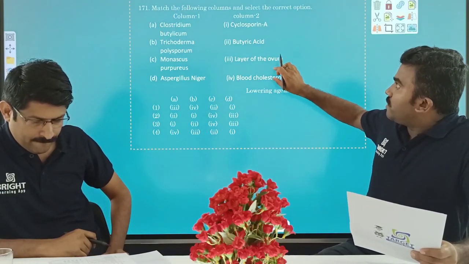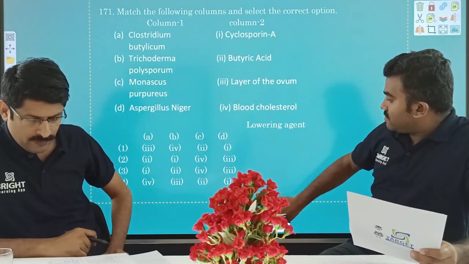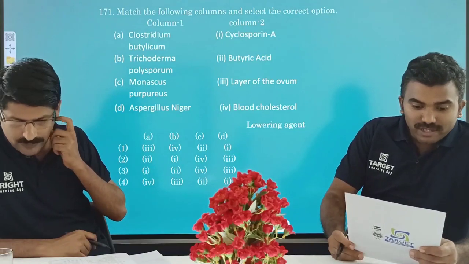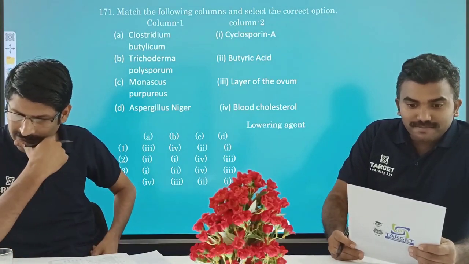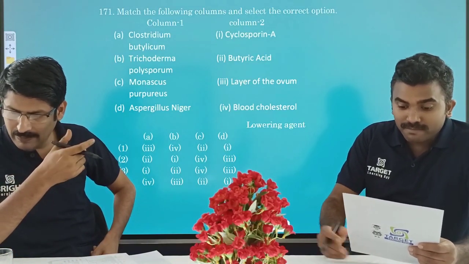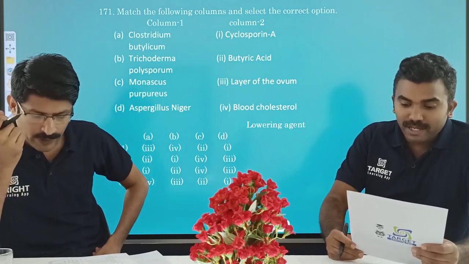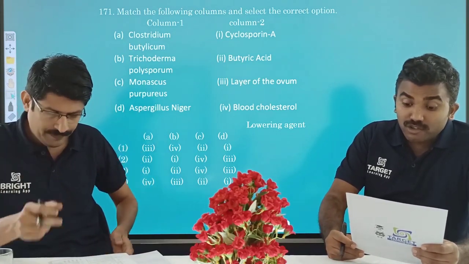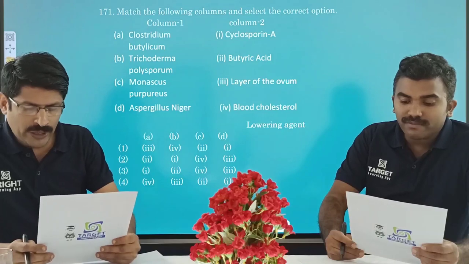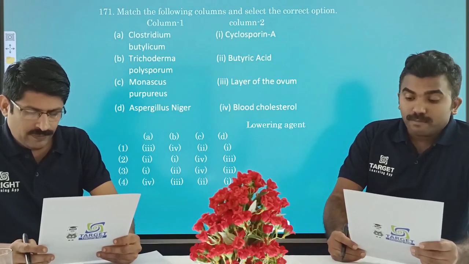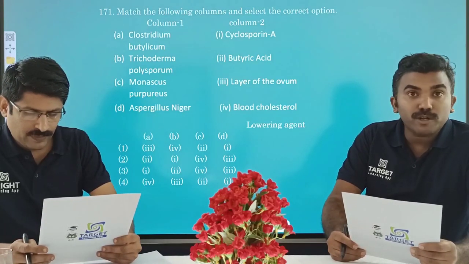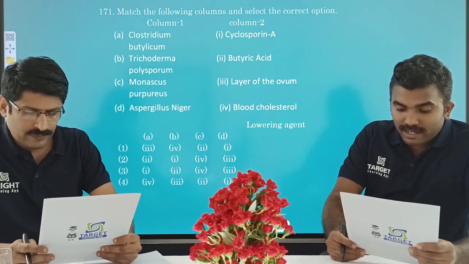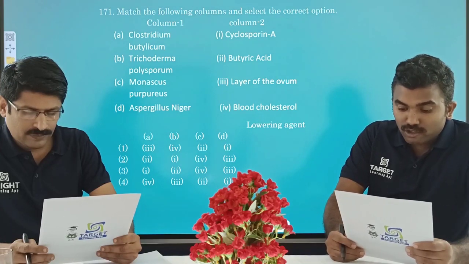Next one, this is asked from the chapter microbes in human welfare. Clostridium butyricum is obtained from acid, and they produce butyric acid. Trichoderma polysporum is a fungus, and it acts as a source of cyclosporin A.